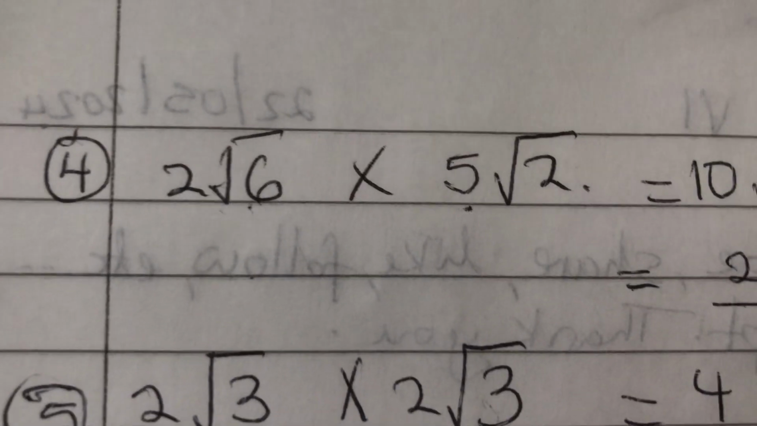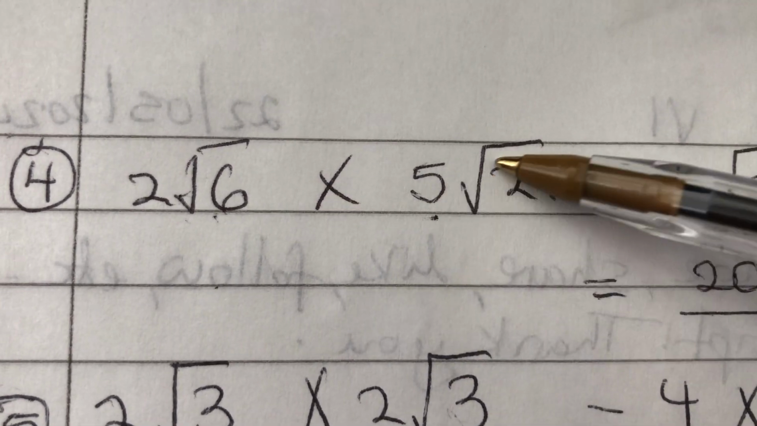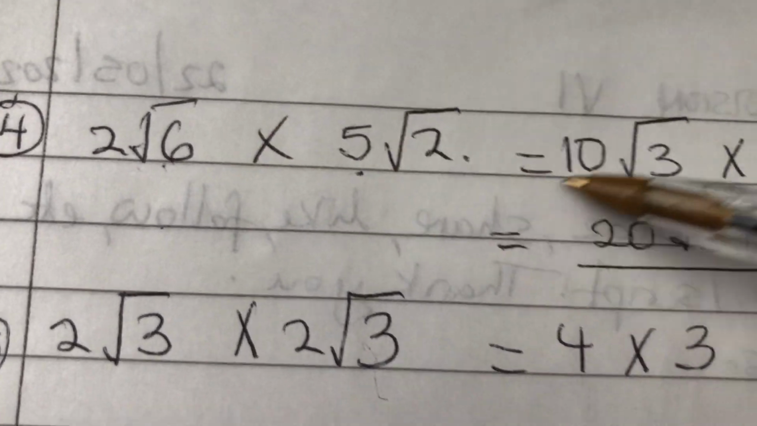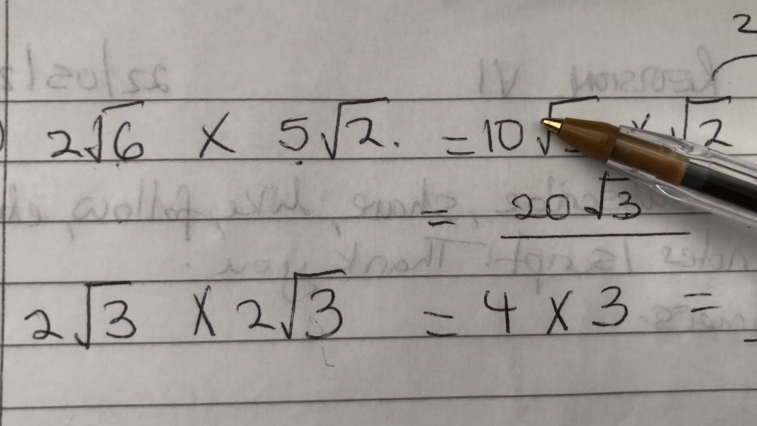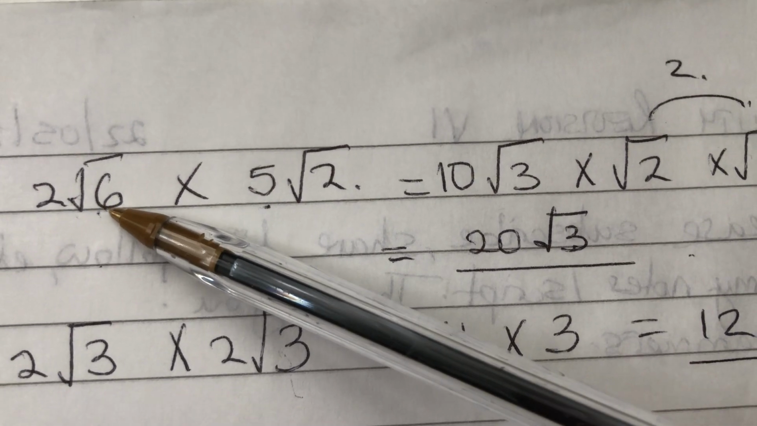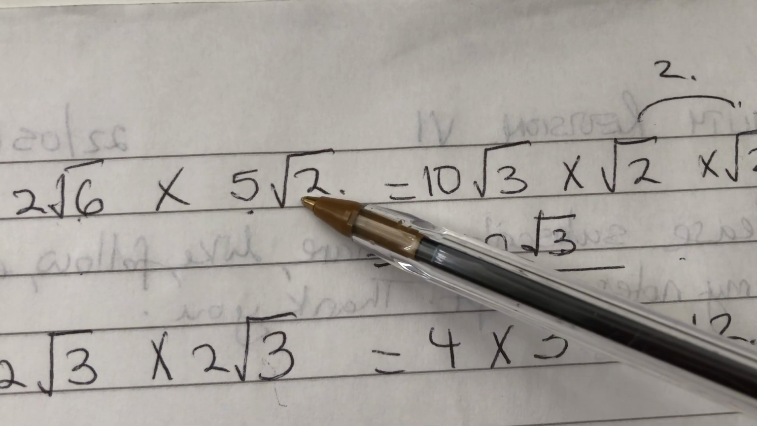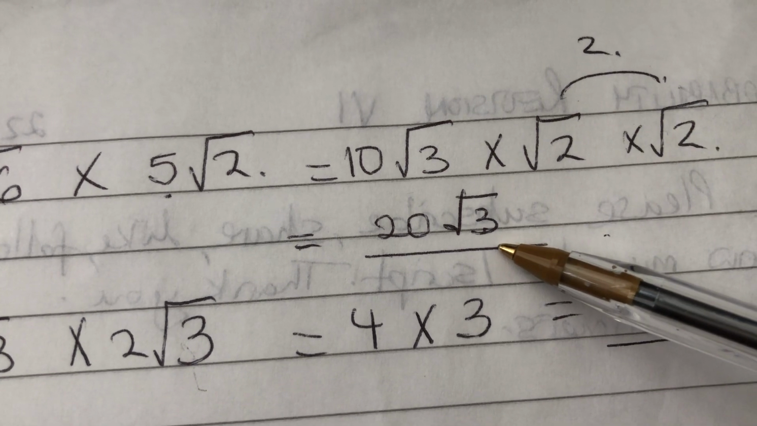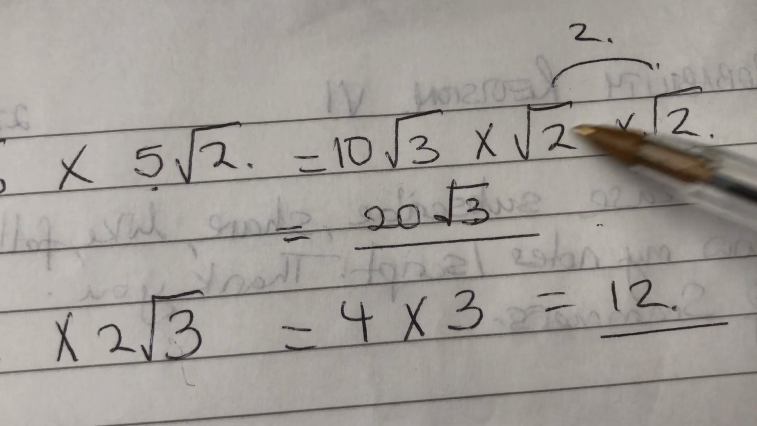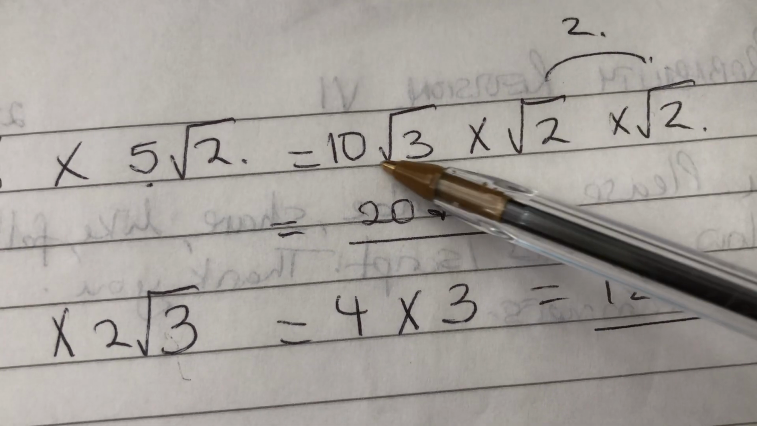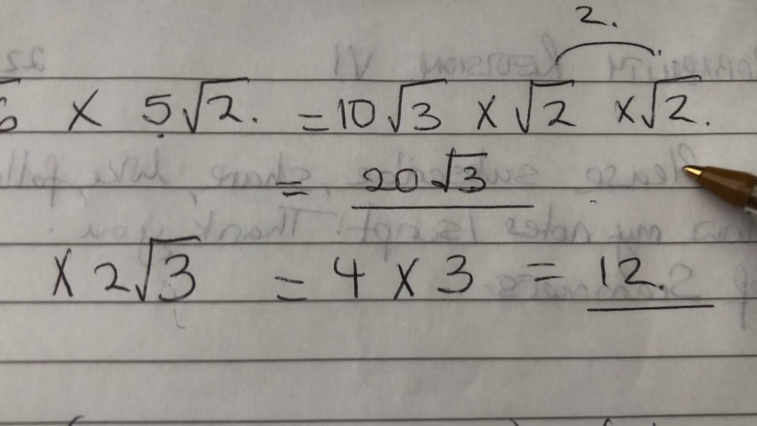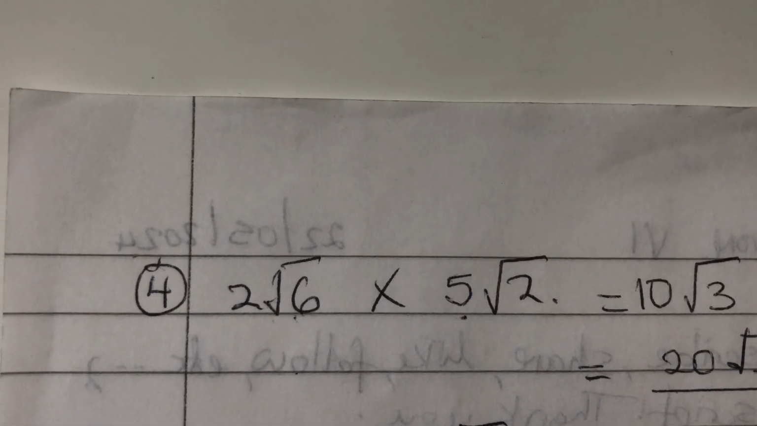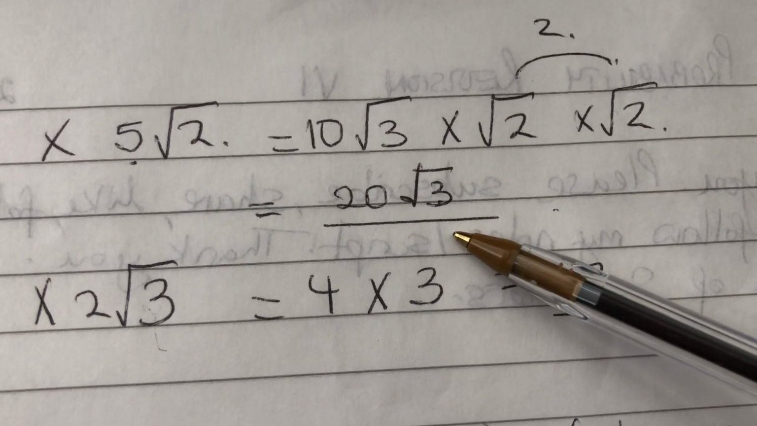Now for 2 root 6 times 5 root 2. Okay, so now 2 times 5 is 10. Root 6 can be written as root 2 times root 3, times root 2. Root 2 times root 2 is 2. So 2 times 10 is 20 root 3. So this will be our answer. So again, from this one here, your answer should be 20 root 3.